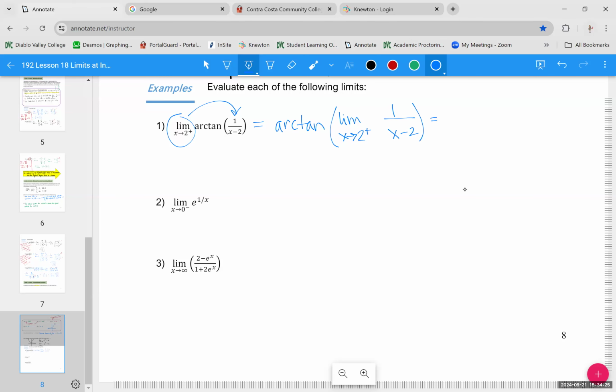So as x approaches 2 from the right, 1 over x minus 2 is going to infinity. 2 from the right means that this is going to be just a little bit bigger than 2. So this bottom is going to go to 0, but it'll be slightly positive, and 1 divided by something like that is infinity. So it's like you're saying the arctan of infinity. And we already talked about that: as the numbers that you're plugging into arctan get bigger and bigger, there is a horizontal asymptote of that function at pi over 2.